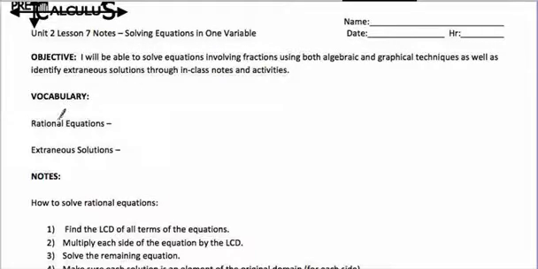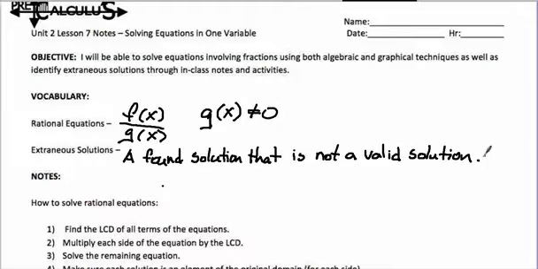So, rational equations. A rational equation is just an equation with a function over another function, and this has to be when g of x does not equal 0, because that would make it undefined. An extraneous solution is a found solution that's not a valid solution. When we have a rational equation, the denominator can't be 0, so if we find a solution that would make the denominator 0, that would be an extraneous solution.